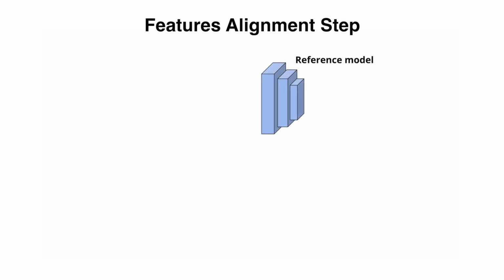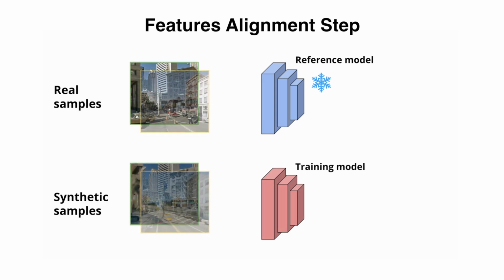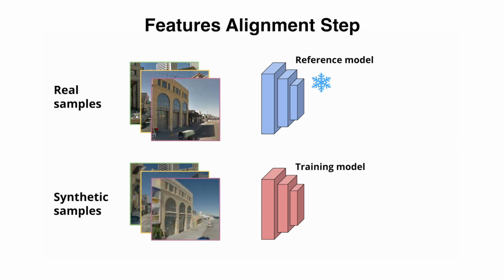We begin by downloading a pre-trained reference VPR model. This model will only be used to extract features from real samples, so it will not be further trained. We utilize a second model, and we initialize it with the weights of the reference model. The second model is then trained to learn the alignment of features from synthetic samples to real samples.